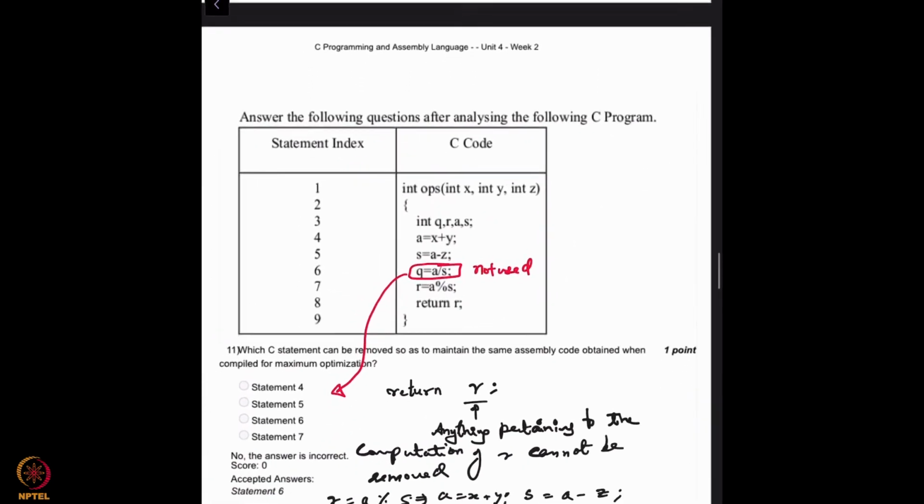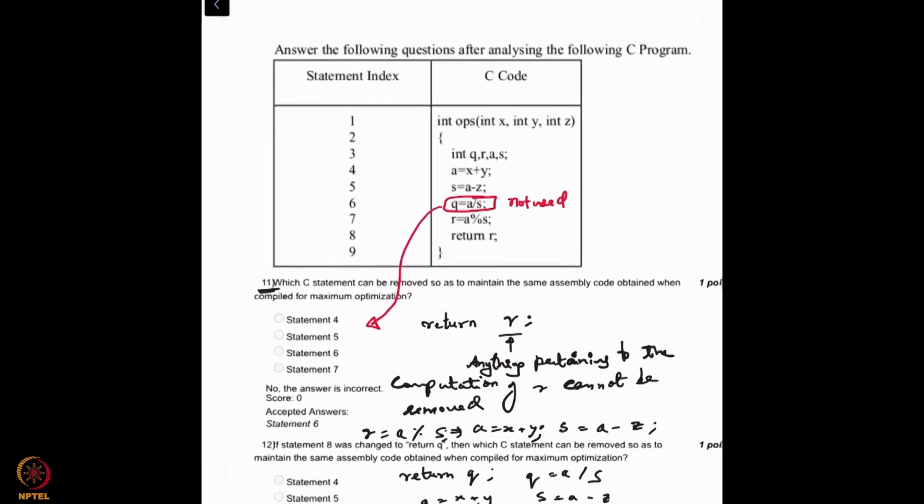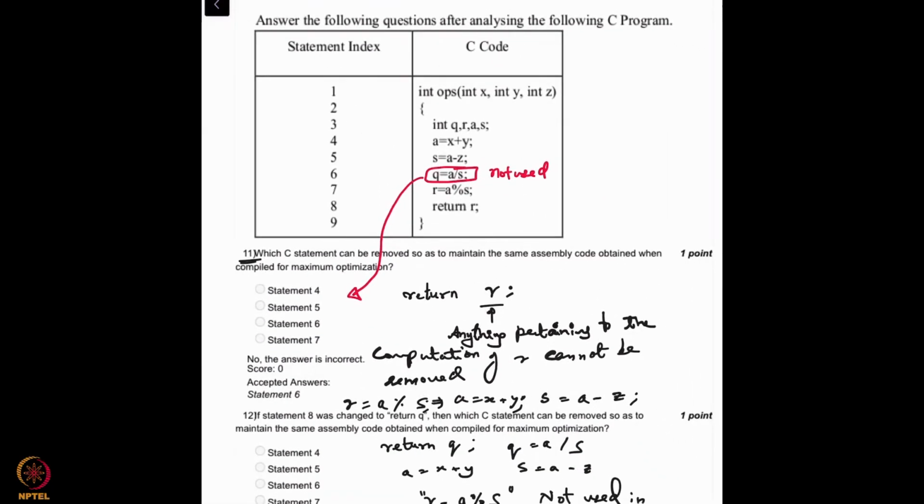Okay, so now let's look at question 11. Which C statement can be removed so as to maintain the same assembly code obtained when compiled for maximum optimization? Let's look at how this question is approached. When you look at what is returned from a function, return R, right? Whatever pertains to the computation of R cannot be removed. So everything which is related to R needs to remain.